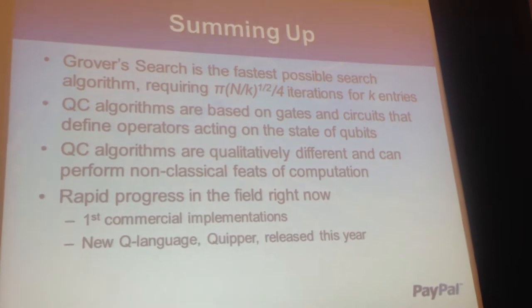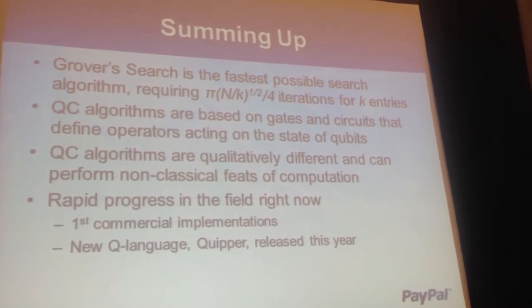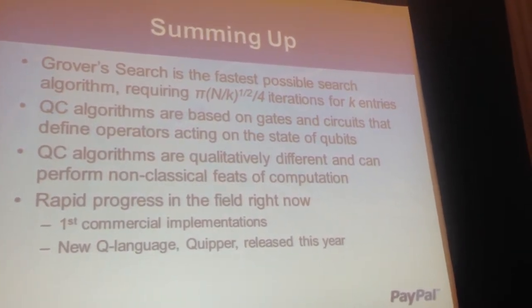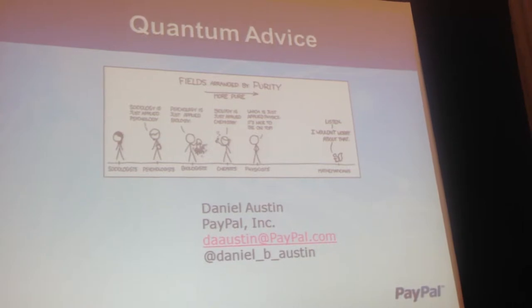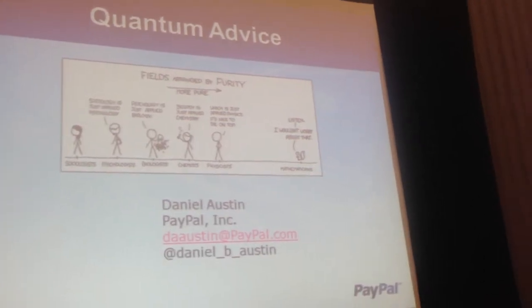There's a lot of progress in this field right now. We're starting to see the first commercial implementations. A new quantum language, Quipper, was released earlier this year. It's actually really useful. It's built on Haskell. I don't know if anybody's played with it. And I thought I would leave you with a small bit of advice around quantum computing.